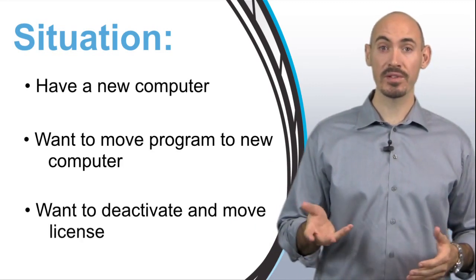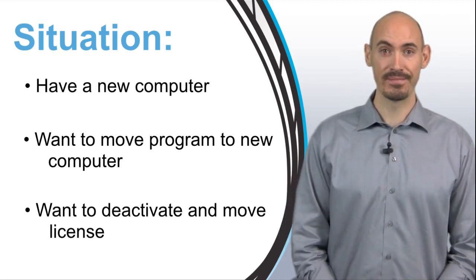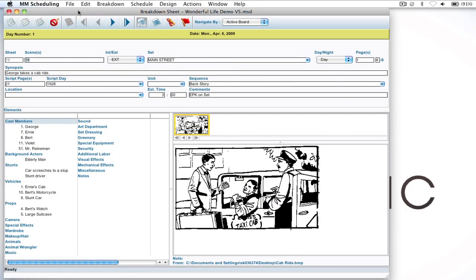I'll also show you some tips on how to look up information such as your contact info and the licensing info. I'm going to go through moving a license of Movie Magic Scheduling on a Mac to another computer. This works for both Movie Magic Scheduling and Budgeting, same workflow, and it's the same workflow whether it's Mac or PC, and you can go from Mac to PC or Mac to Mac, PC to PC, and so forth.